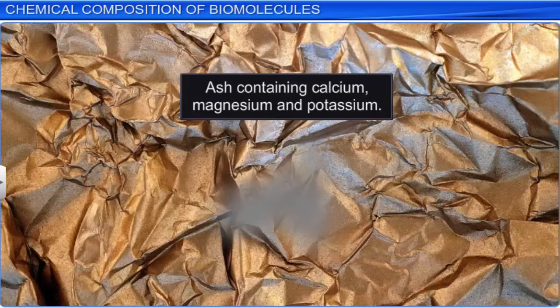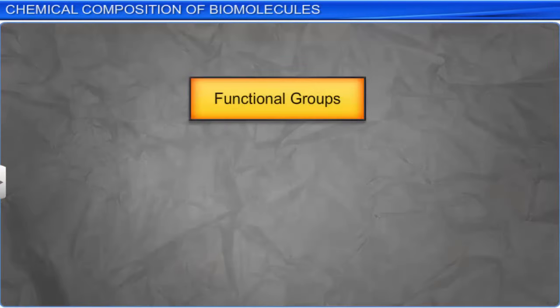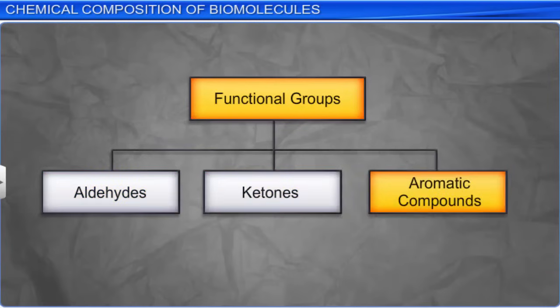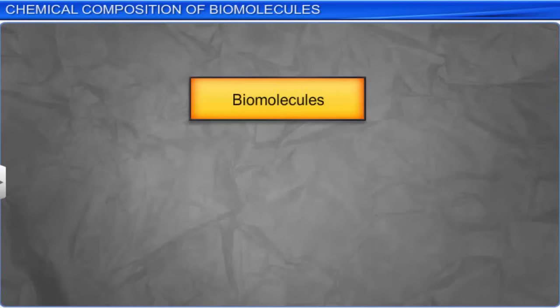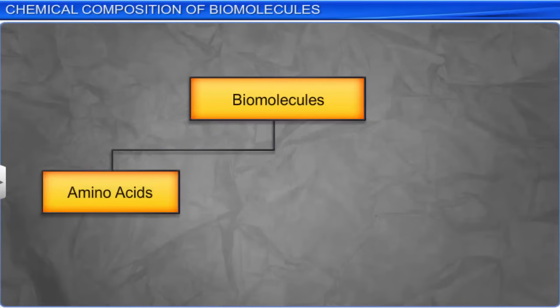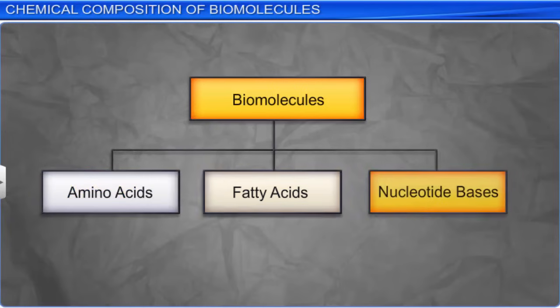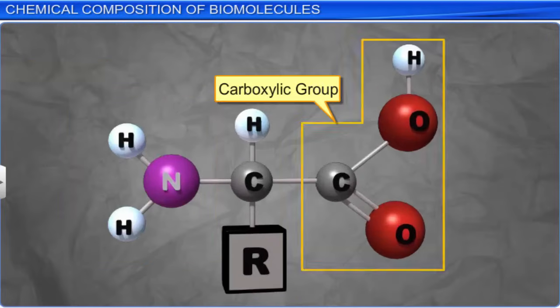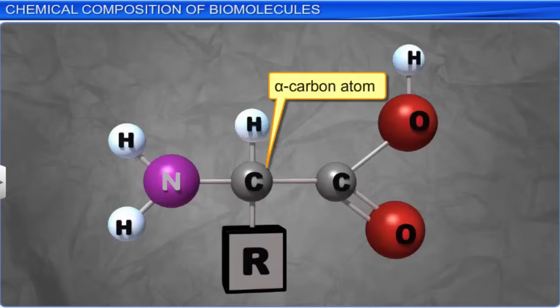It also helps identify functional groups such as aldehydes, ketones, and aromatic compounds. In biology, however, functional groups are present as amino acids, fatty acids, and nucleotide bases, together known as biomolecules. Amino acids are the building blocks of all proteins. The amino group and carboxylic group are present on the same alpha carbon atom of the amino acid. Hence, they are also known as alpha amino acids.